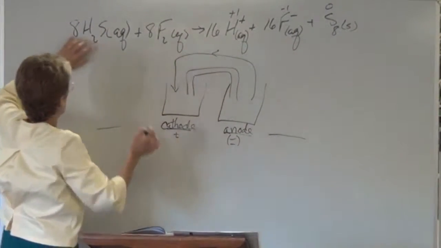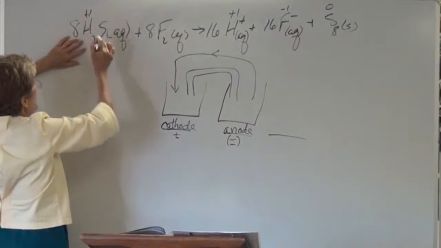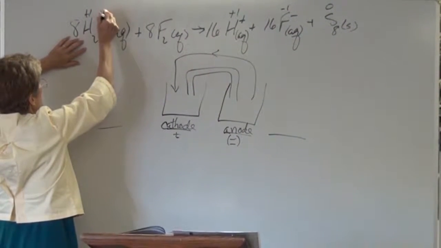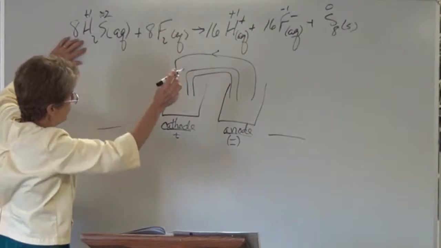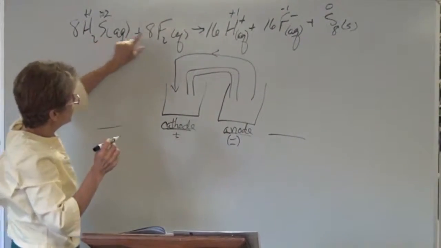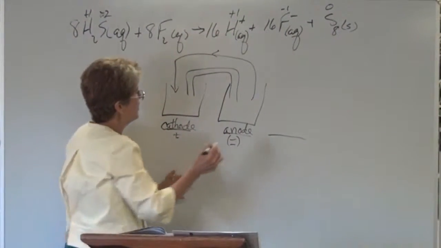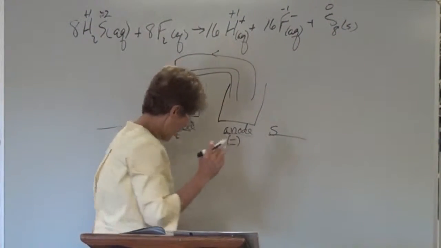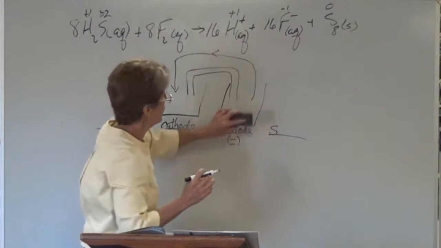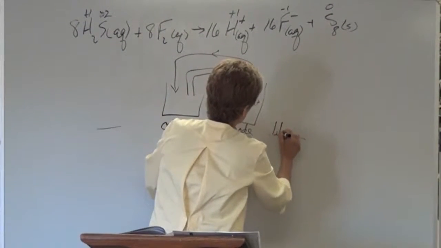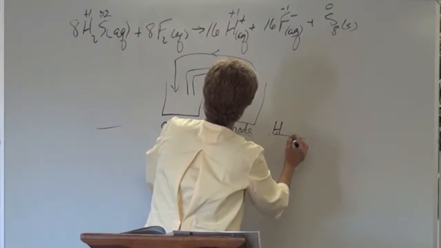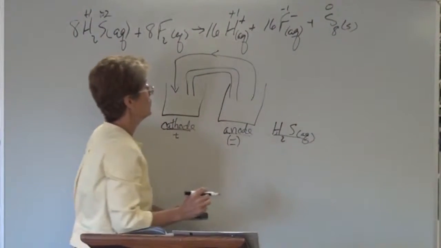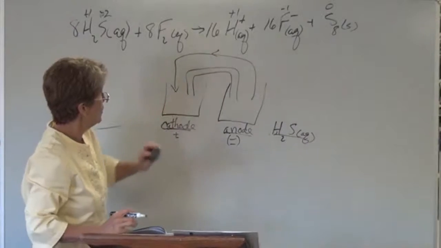So let's look at sulfur over here. We work our rules. This is +1, and there's 2 of them, so this has got to be a -2, and it went to 0. So sulfur is being oxidized. So that means sulfur is over here. So we should put here the sulfur being oxidized. We're going to put H2S aqueous here, because that's being oxidized.